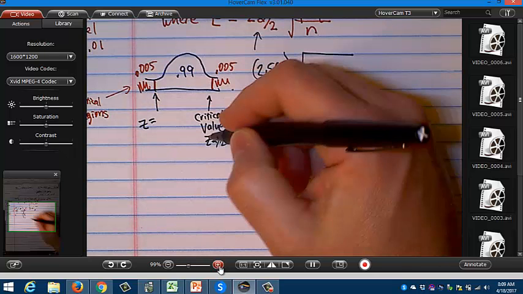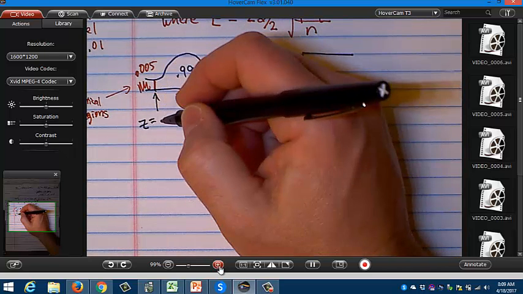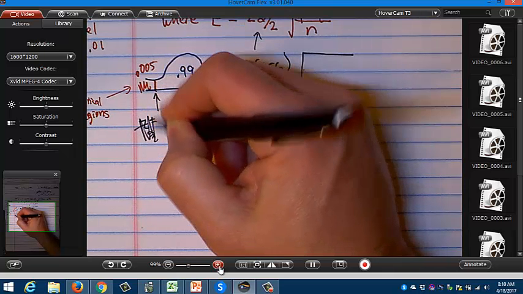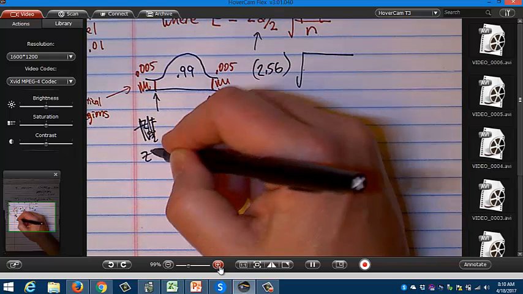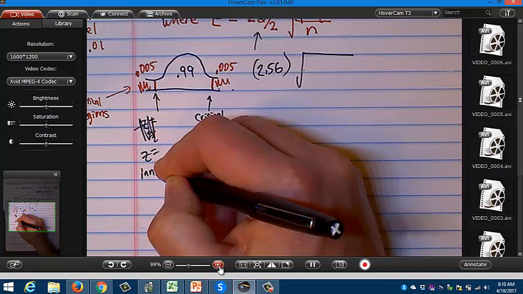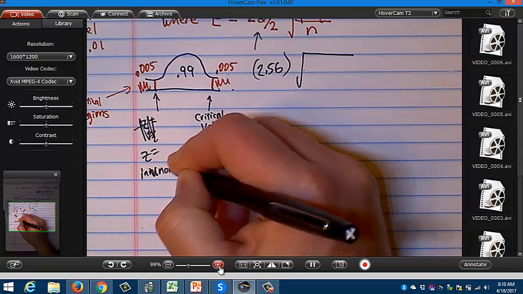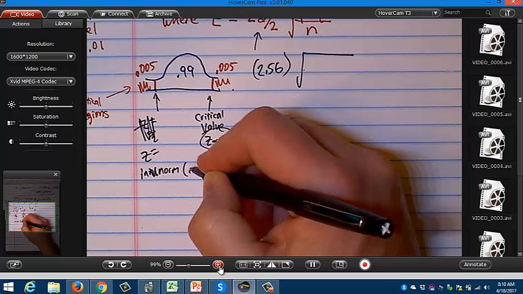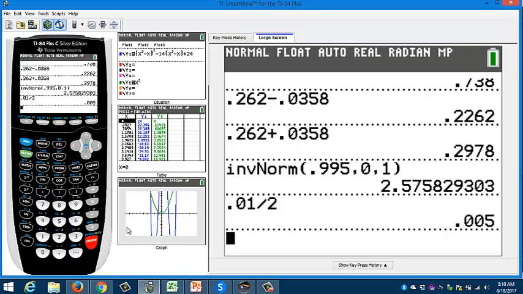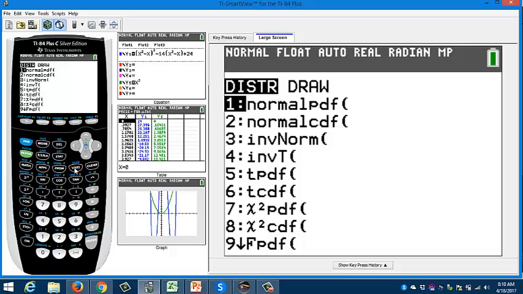It's funny. We call this thing Z alpha over 2. I guess you might say this is negative Z alpha over 2. Let me compute it. How would I compute it? I would do inverse norm. How much is to the left? 0.005. Do you know what we're going to get? Negative 2.56.